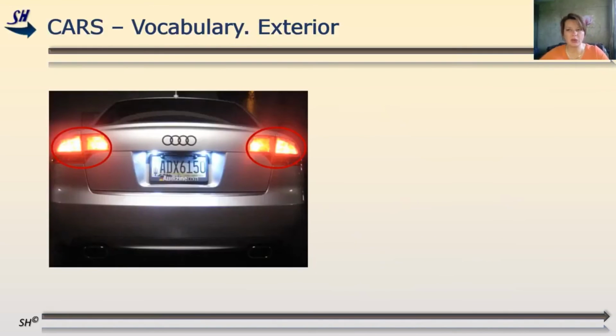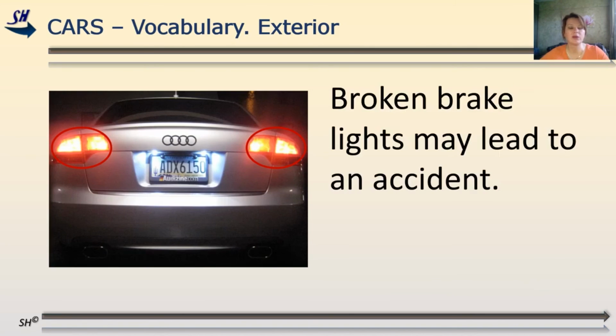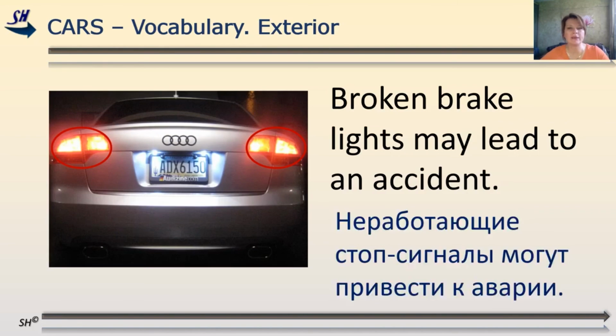When you want to show to those who are driving behind you that you are slowing down, they can see it by your brake lights. When you step on the brake, your brake lights show that. You can say, broken brake lights may lead to an accident. Of course, because people behind you will not see that you are stopping.